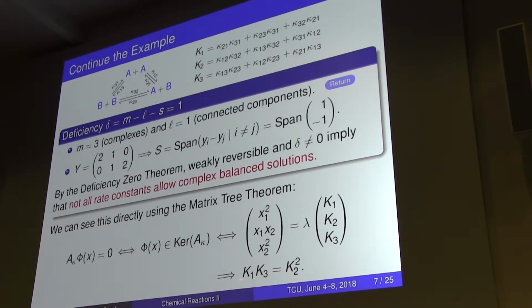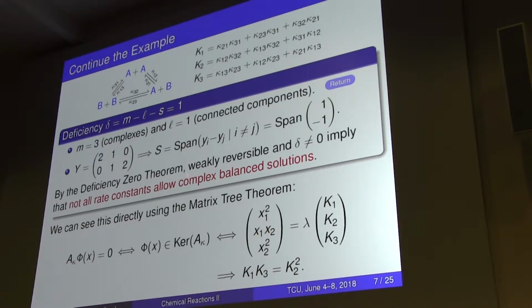And so what that means is I have this equation. Notice what this equation is: the first one times the third one has to be the second one squared. That's the condition on the rate constants. Right now I have it as an implication, and we'll eventually see it's if and only if. If the rate constants satisfy this condition, that's exactly when we have a complex balanced positive solution. That's exactly when we're a toric dynamical system.